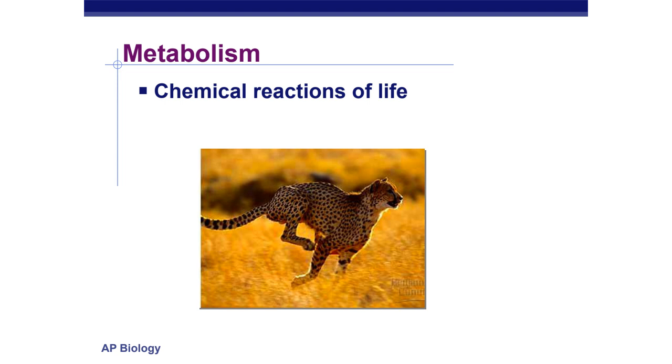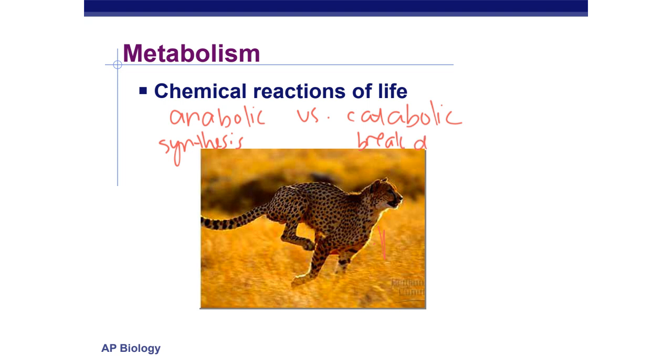So enzymes are going to be a regulator of our metabolism. Metabolism is all of our chemical reactions of life. If you remember from previous videos, we talked about anabolic reactions versus catabolic reactions. Anabolic reactions are those synthesis or building reactions. Catabolic are those breakdown or digestion reactions. Catabolic, catastrophe, right? Things fall apart during a catastrophe. So enzymes control all these different types of chemical reactions, regardless of whether they build or break down.